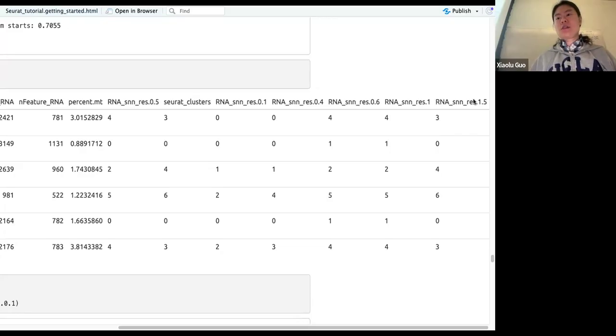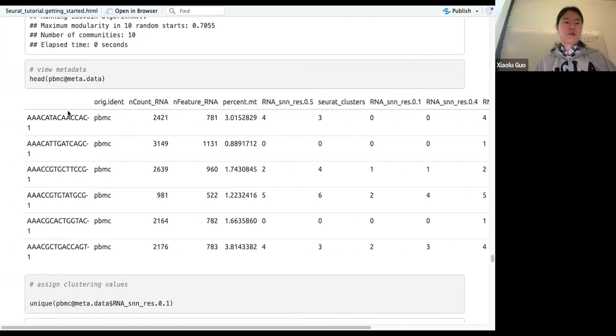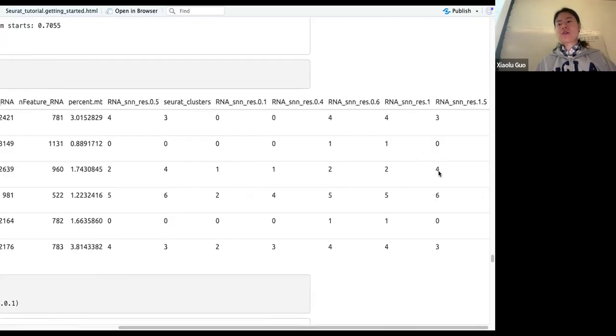So what does the title mean here? The resolution. And what's the value of the resolution? 1.5, right? The resolution parameter equals 1.5. And what does this mean? The group. The group for that cell. So this is the group, or the cluster, for this cell with this barcode. And this is for the second cell, etc.